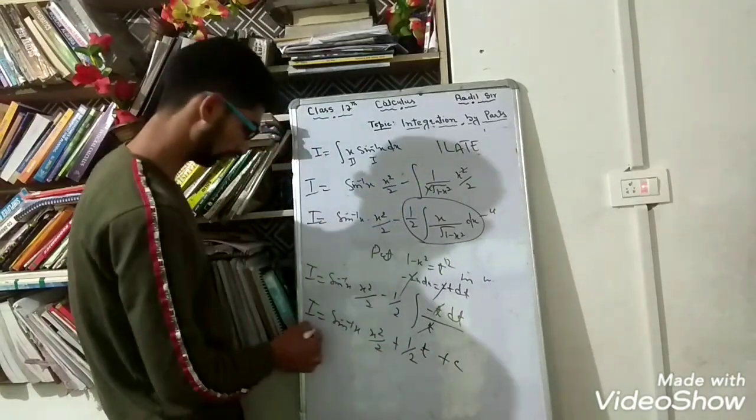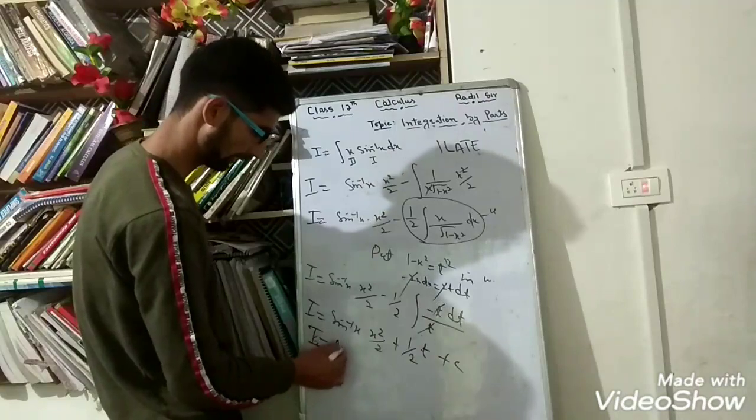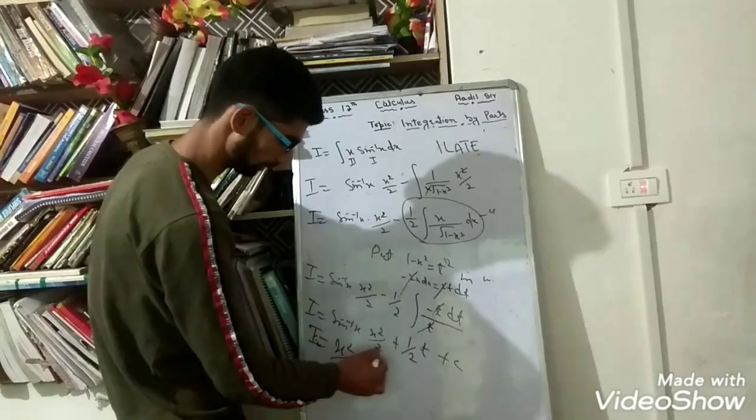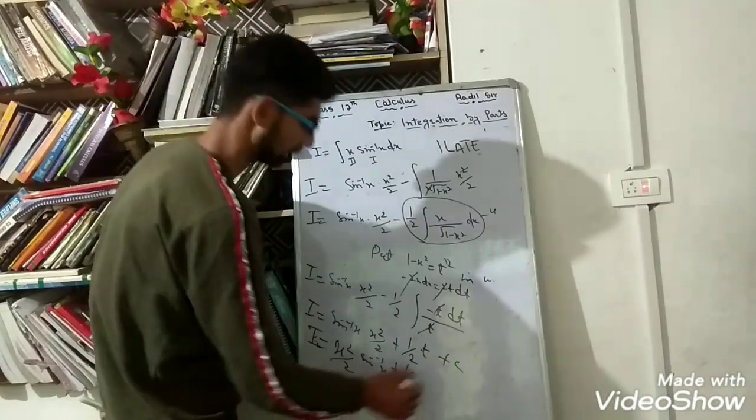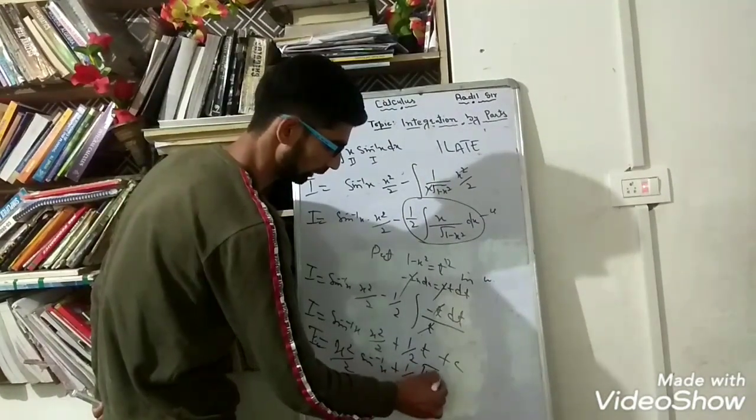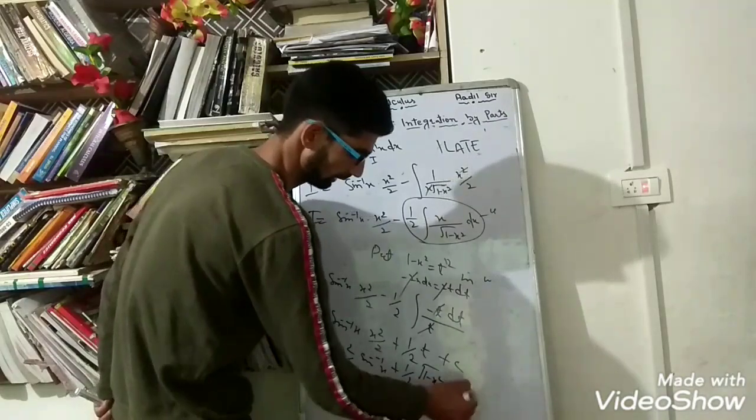Now I will substitute the value of t back. That is x squared divided by 2 sine inverse of x plus 1 divided by 2 t. What is t? That is under root of 1 minus x squared, plus c. This is my answer.